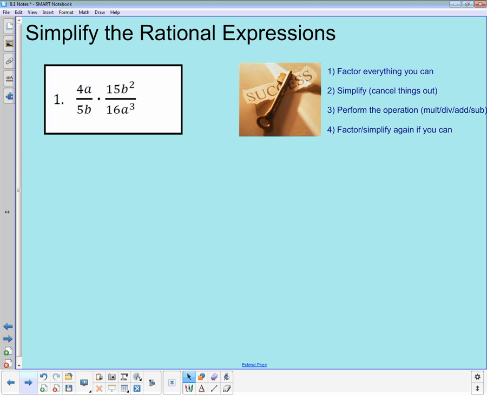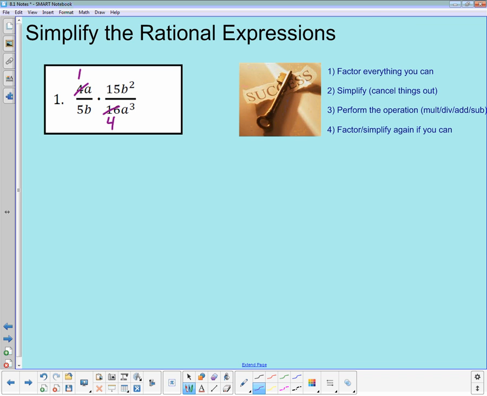I'm just going to start with monomials. Keep it kind of basic at the beginning. I have 4a over 5b times 15b squared over 16a to the third. So now if we think back to Chapter 6 when we looked at polynomials and our properties of exponents, I'm going to just go through and see if there's things that I can cancel out of the top and the bottom. There's no factoring to do here because I don't have any polynomials. They're all just one term together. But I can cancel some factors. For example, I know that 4 and 16 have a common factor of 4, so I'm going to divide that out.